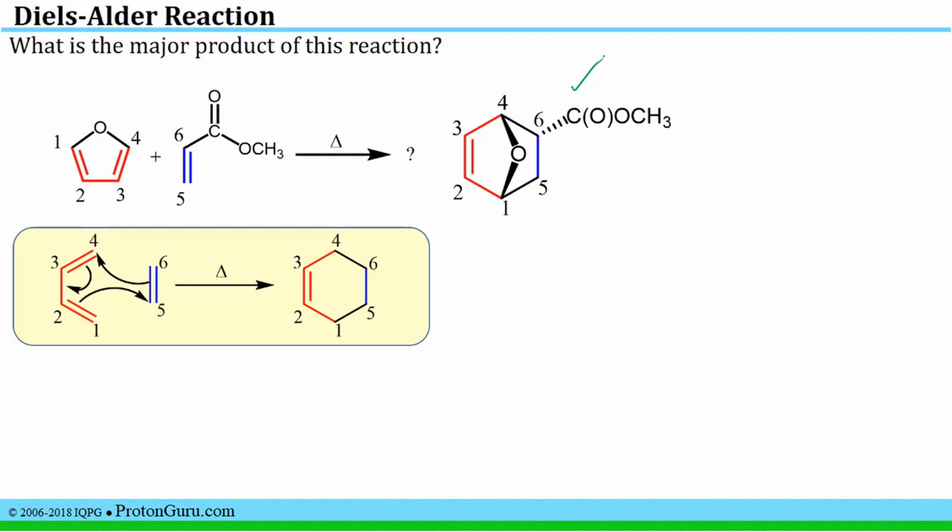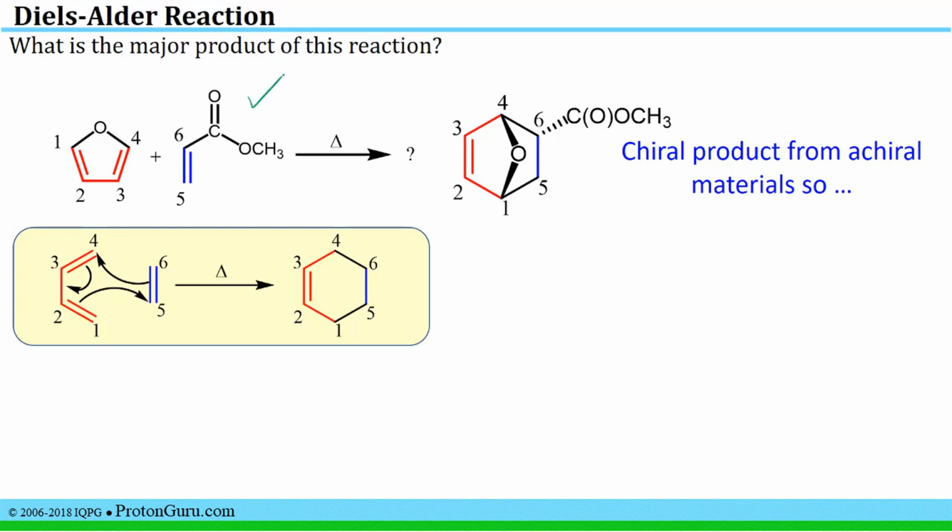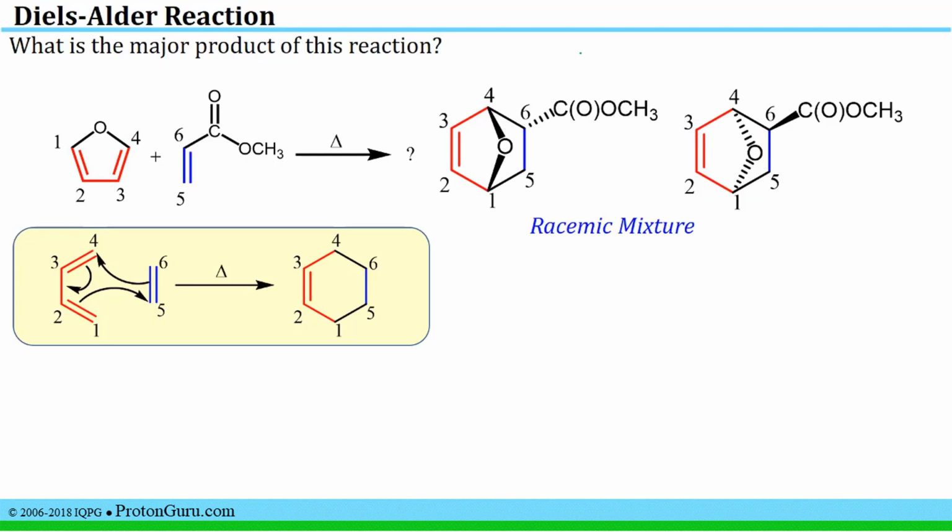Now, anytime you make a product and you start to see chiral centers, you have to think about the fact that, well, neither of my starting materials are chiral, but my product is, so I will have to get a racemic mixture of the two enantiomers, where I've just changed the wedges to hash lines and the hash to a wedge in these two cases.